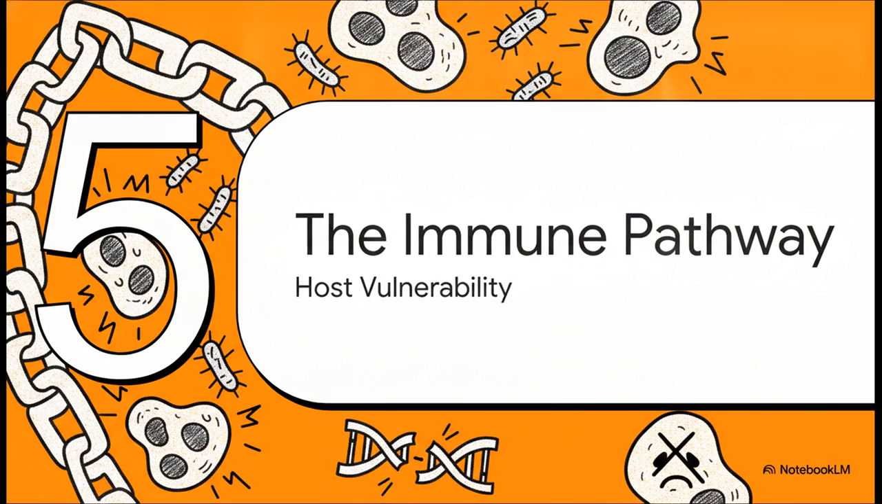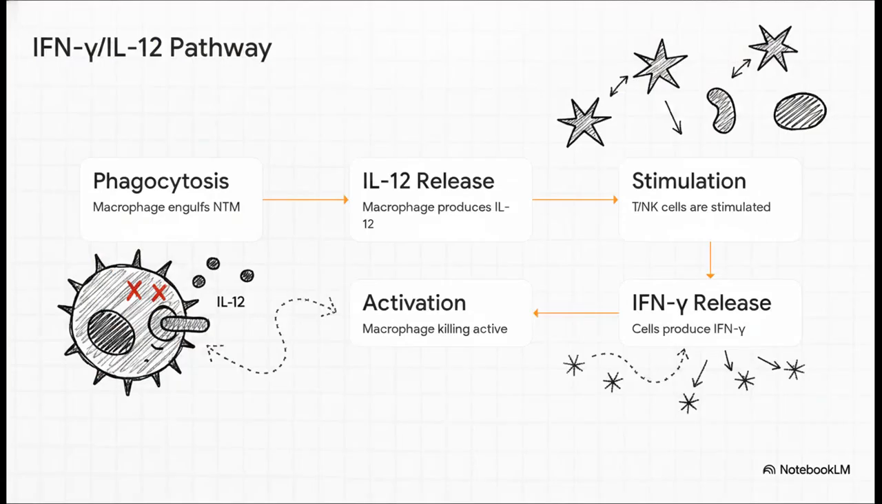We know what happens in HIV, but what happens genetically when a non-HIV patient's body just can't fight back against NTMs? Let's walk sequentially through how a healthy immune response actually clears these bugs. To clear an NTM, a very specific chain of events has to happen. First, a macrophage phagocytoses the Mycobacterium. Second, that macrophage produces interleukin-12.